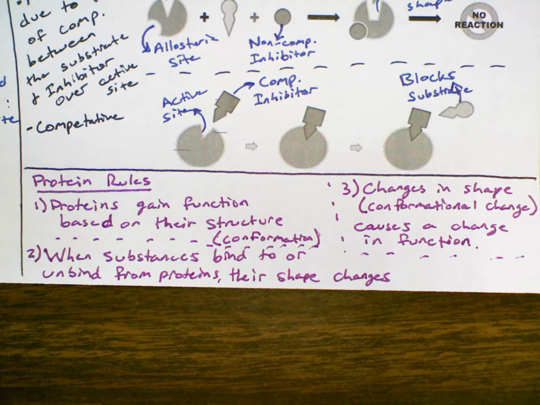So how does hemoglobin know to unload oxygen and now pick up carbon dioxide? And then how does it know to drop off carbon dioxide and pick up more oxygen? Are we good on the protein rules? So structure from function, binding and unbinding changes the structure, which then also changes the function. It all goes together.